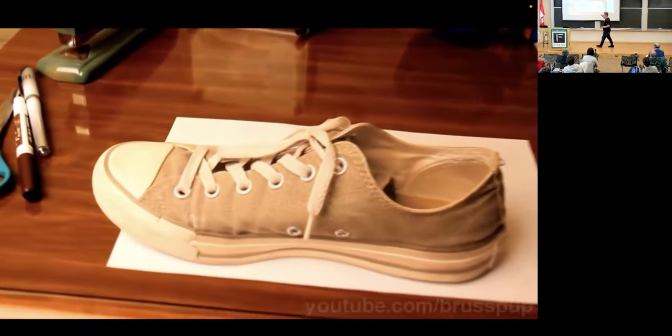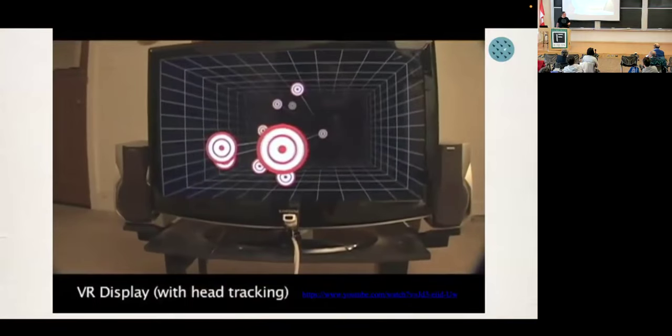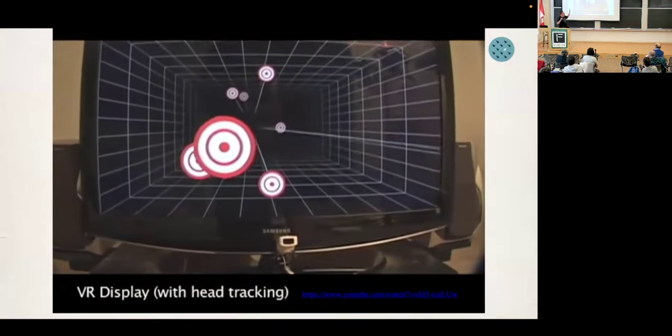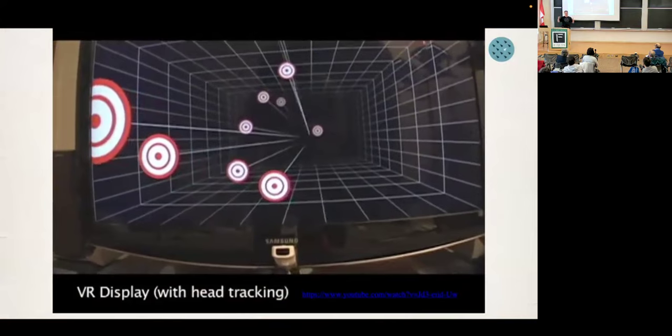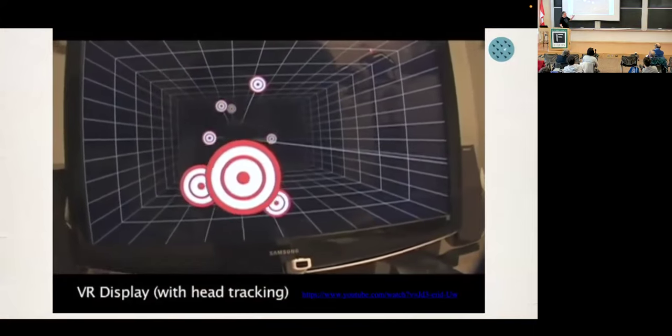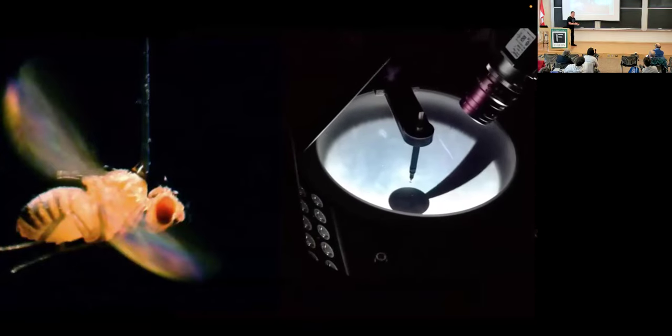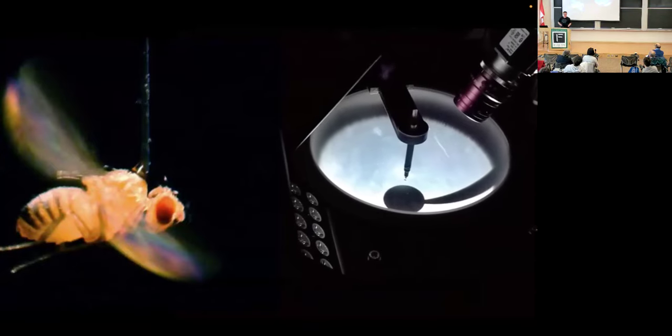Similarly, this shoe is not actually three-dimensional. So if we have an animal in a world like this, and we reconstruct its visual field 100 times a second, then we can have it interacting fully immersively in a virtual environment. We can control the laws of physics. We can have rotational invariance.